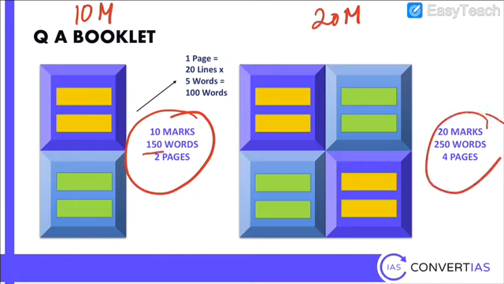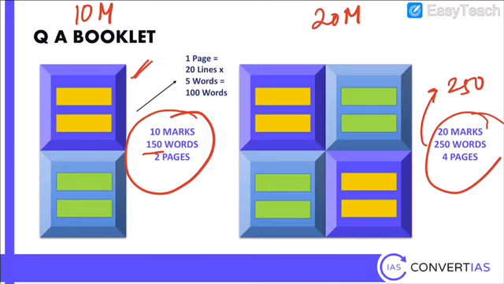Similarly, for 20 marks questions, you have been given 4 pages, and you have to write it in 250 words. So how do you manage time? Make sure that every page has at least 2 paragraphs. Please do not write the entire content in one lengthy paragraph. It does not look appealing to the examiner.